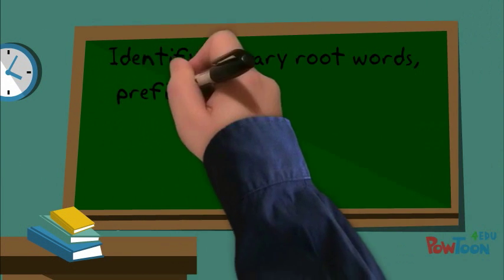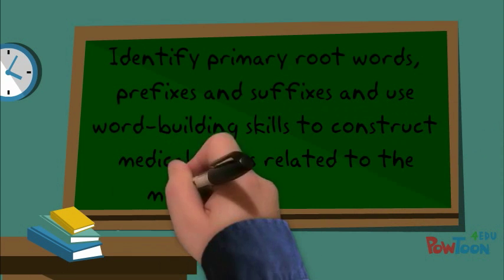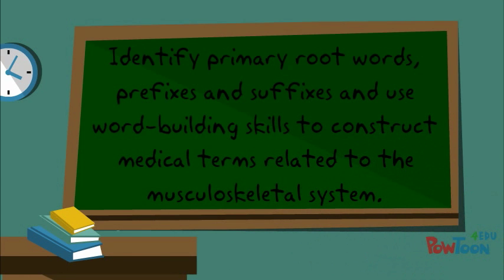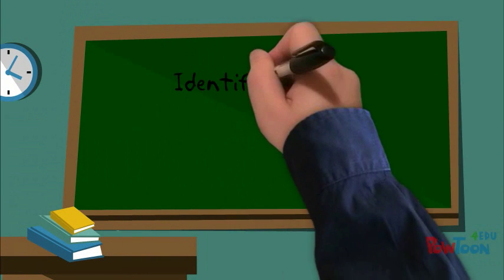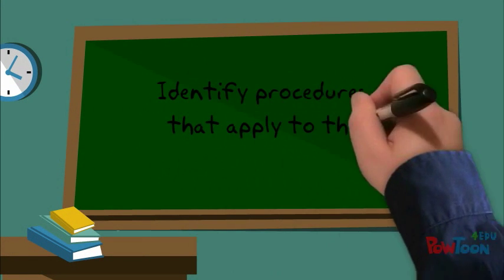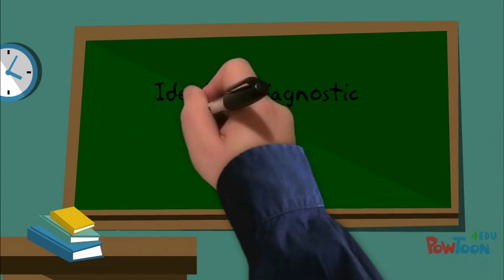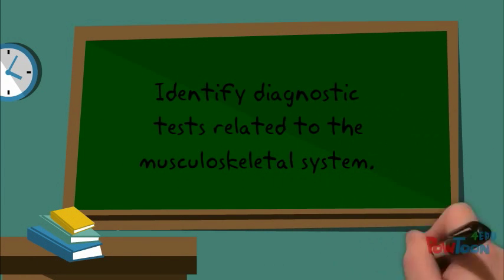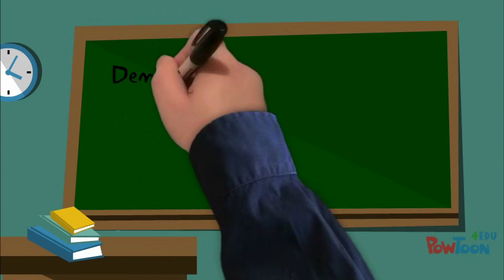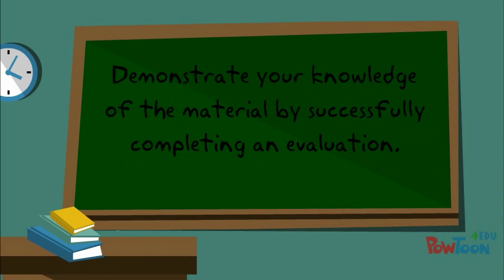Upon completion of this presentation, you will be able to identify primary root words, prefixes, and suffixes, and use word-building skills to construct medical terms related to the musculoskeletal system. You will be able to identify the top diagnoses related to the musculoskeletal system. You will be able to identify procedures that apply to the musculoskeletal system. You will be able to identify diagnostic tests related to the musculoskeletal system. And finally, you will be able to demonstrate your knowledge of the material by successfully completing an evaluation.